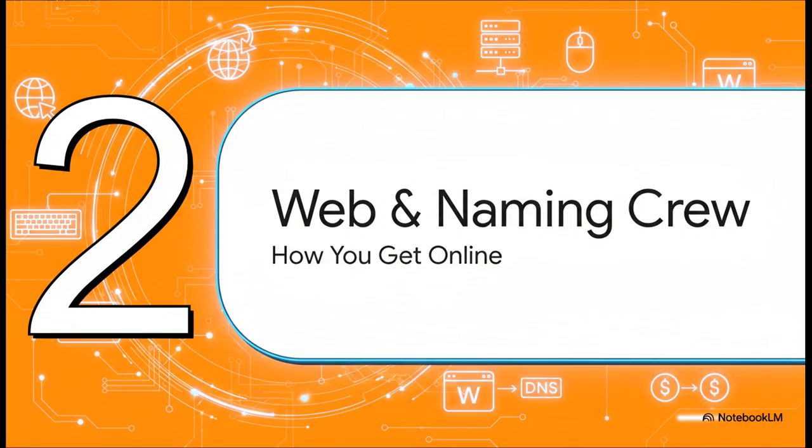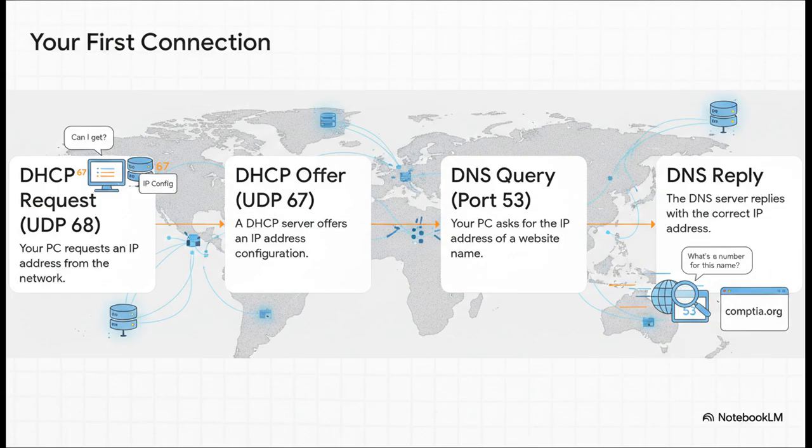All right, let's put this into practice. We're going to start with our first group of protocols. Think of this as the crew that does all the heavy lifting behind the scenes the second you plug your computer in and try to go to a website. So, first things first, your computer needs an address. It basically shouts into the network using DHCP on UDP ports 67 and 68, saying, "Hey, can anybody give me an IP address?" The DHCP server hears that call and tosses one over.